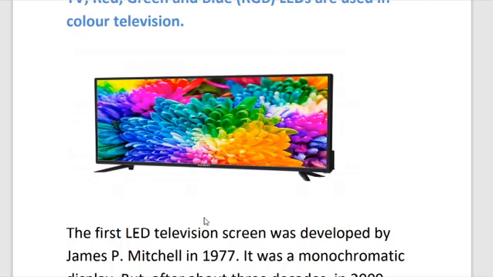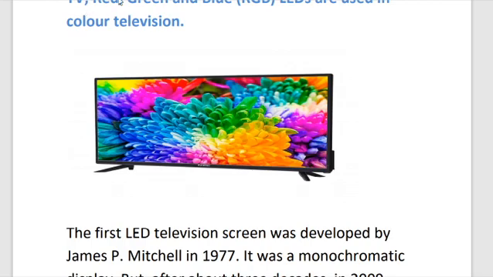The next one, red, green and blue LEDs are used in color televisions. What are the colors? Red, green and blue. The first LED television screen was developed by James P. Mitchell in 1977. It was a monochromatic display. Monochromatic means only one color is possible, an older type of black and white. Then after 3 decades, in 2009, Sony introduced the first commercial LED television.